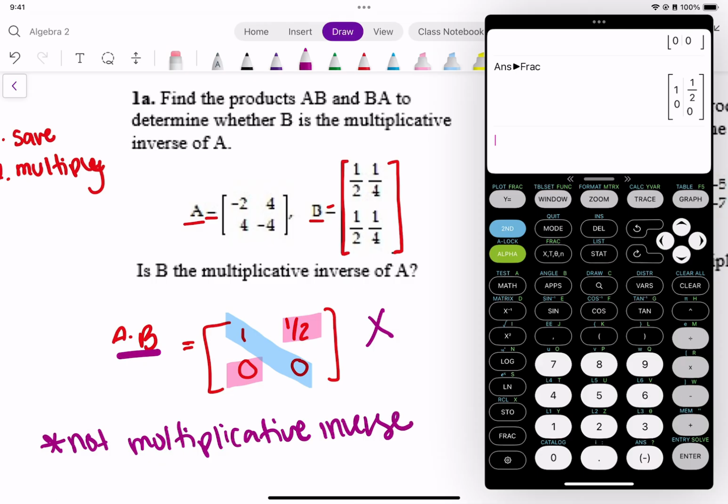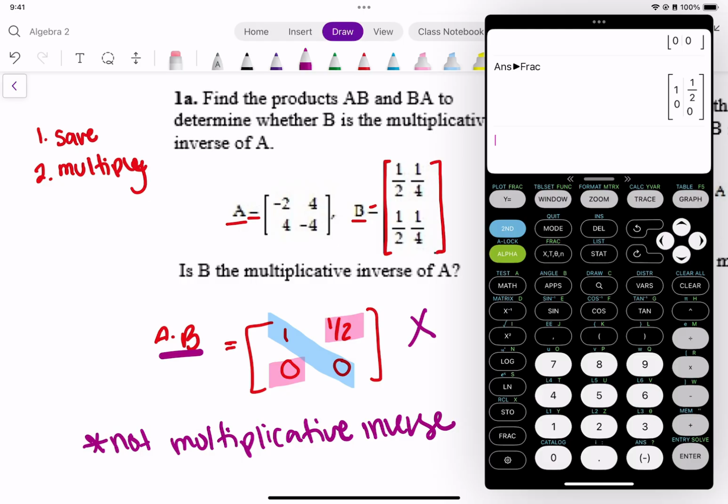Okay, so let's go ahead and review the steps. Step 1 will be to save both of our inverses. Step 2 will be to multiply. And step 3 is just to make sure that we verify if we have the correct format.